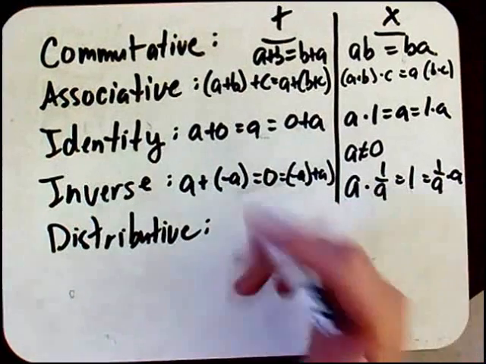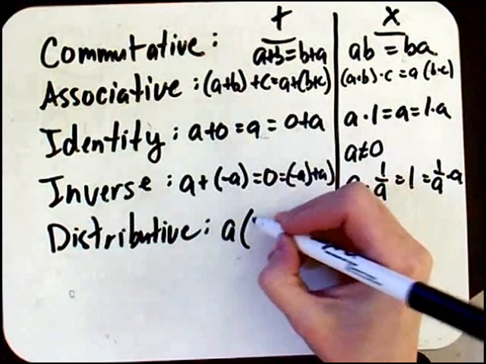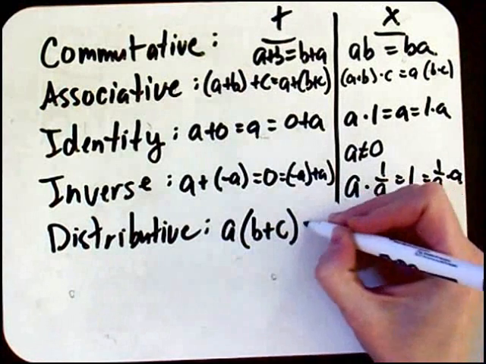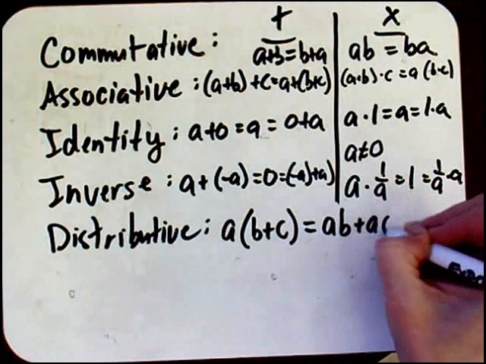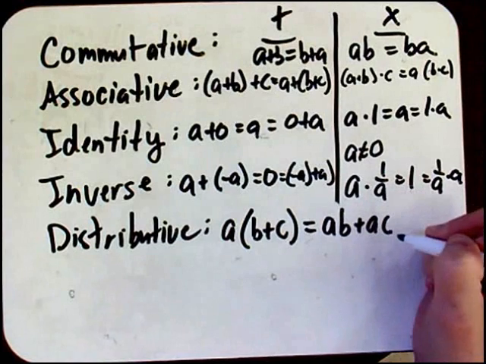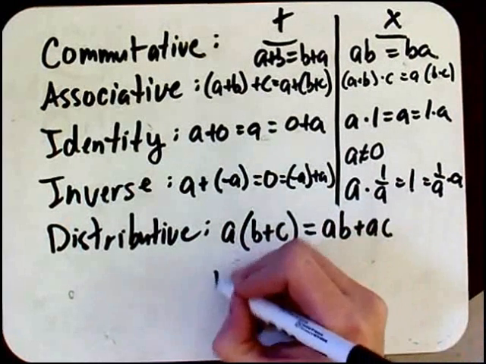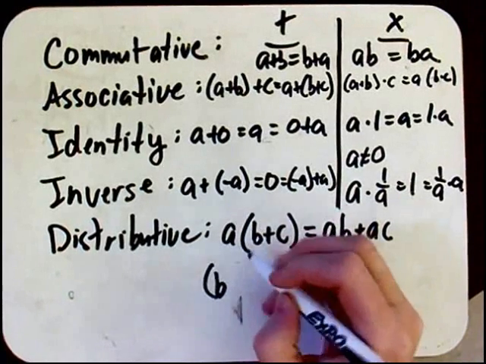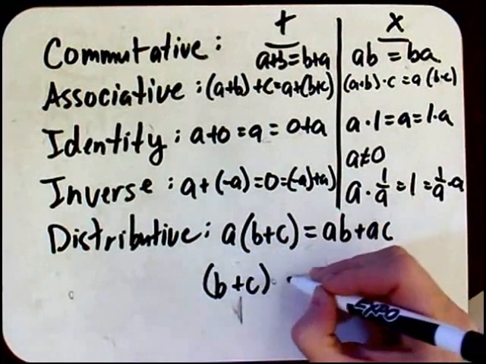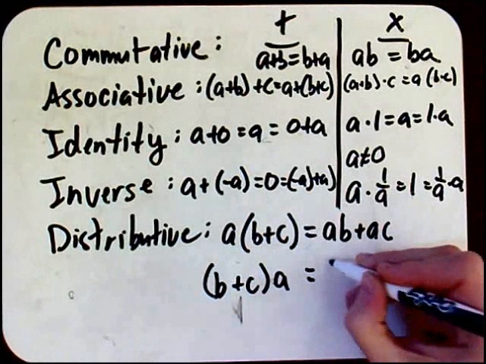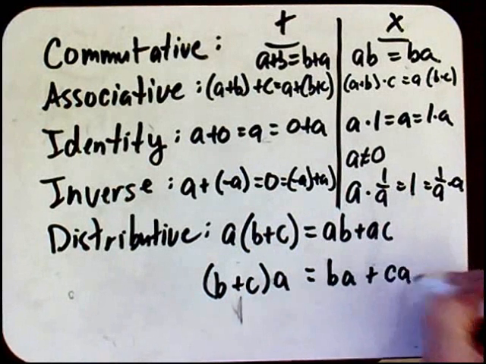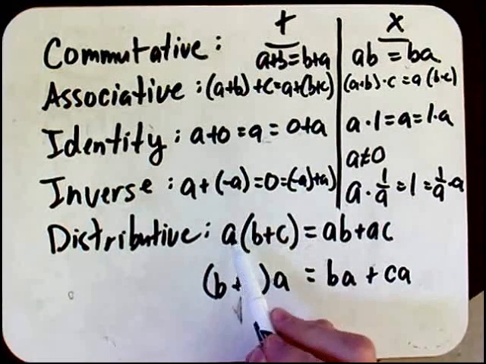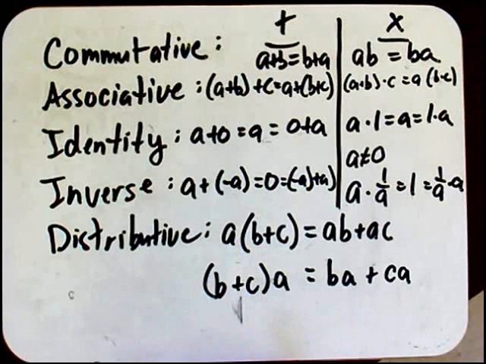Distributive. So the distributive property, we have A open parentheses B plus C close equals AB plus AC. And if we have open parentheses B plus C close A, that equals BA plus CA. Because when you're distributing, you need to make sure that what you're multiplying on the outside gets distributed to every single piece on the inside. So those are all the properties in a nutshell.